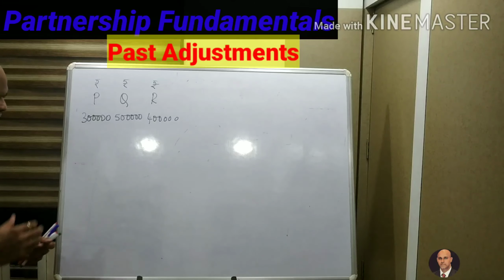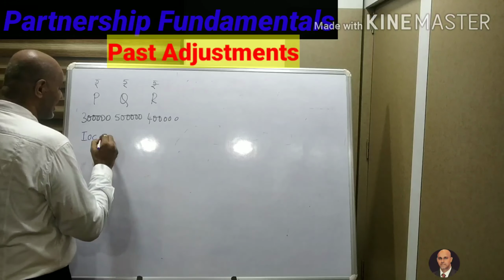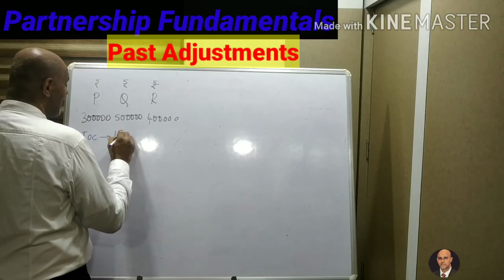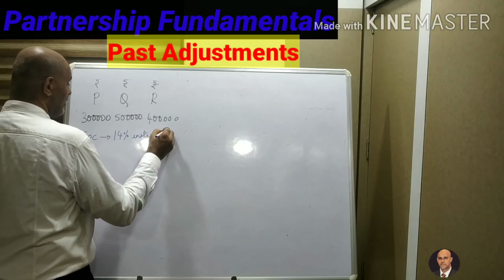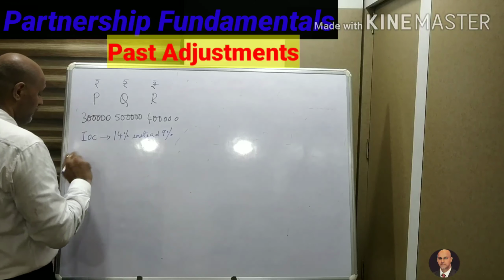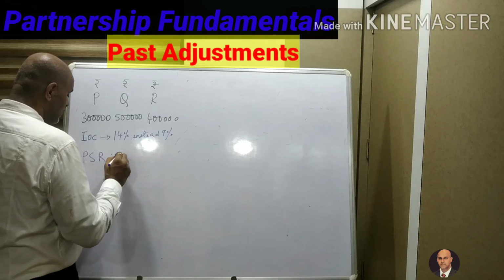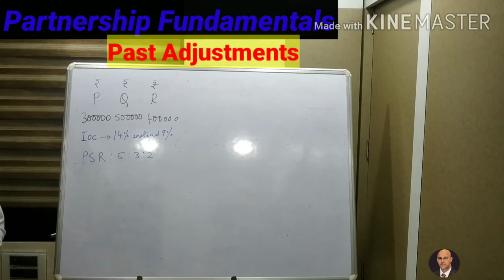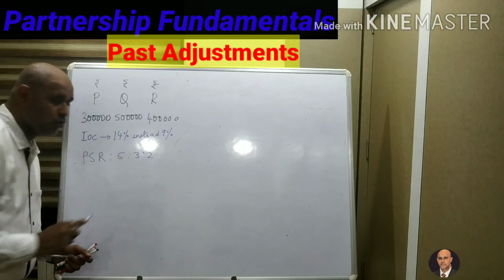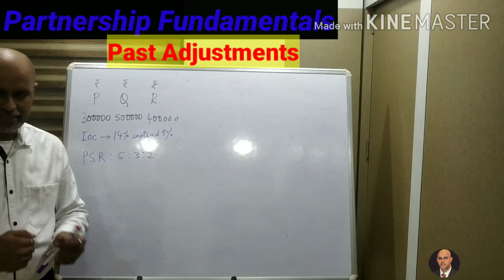In this case, the interest on capital was taken as 14% instead of 9%. Of course, I'll just write the profit sharing ratio. The profit sharing ratio is 5:3:2. So what happens in this case? I have given them 5% more. The firm has given them 5% more, so this 5% has to be taken back.